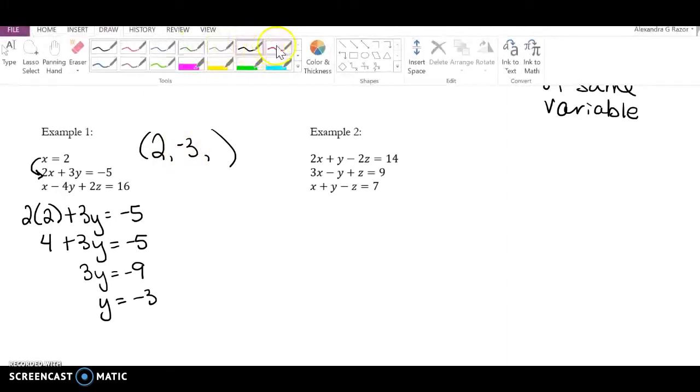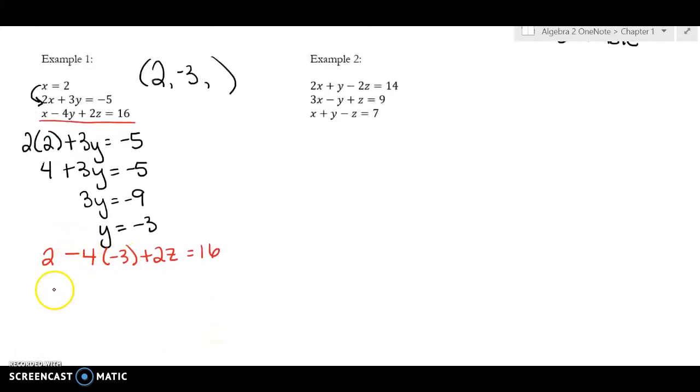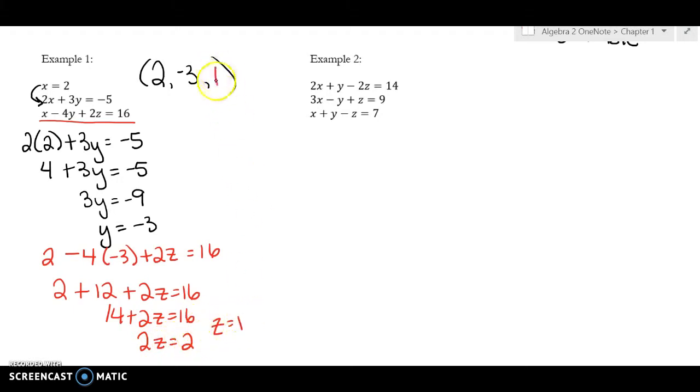And when I have two of the answers, I'm going to use the third equation because it has x, y, and z. And I'm going to plug in my x. I'm going to plug in my y. And I'm going to solve for z. And so now I have 2. A negative 4 times a negative 4 is a positive 12. So this gives me 14 plus 2z equals 16. I subtract 14 on both sides. And so I get z is 1. Okay? And so that one was a relatively easy one because I already gave you some of the answers.